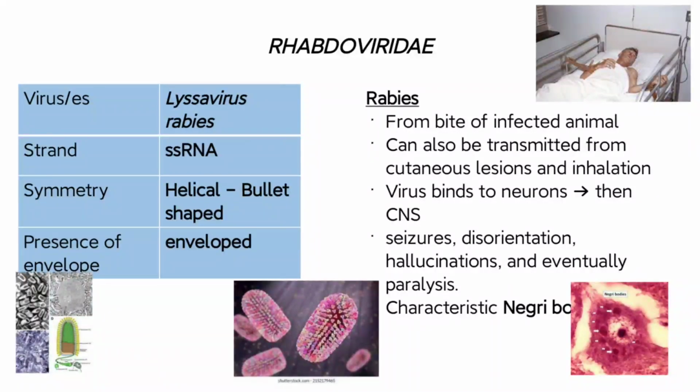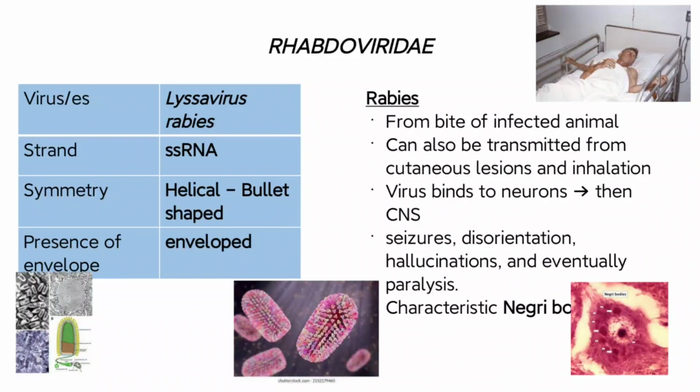Sa Rhabdoviridae, isang virus lang yan, si Lyssavirus. Or yung causative agent ng Lyssavirus, rabies. Okay? So, single-stranded RNA, ang kanyang symmetry, helical, pero ito yung tatandaan nyo, bullet shape. Yan yung kanyang significant characteristic. Bullet shape siya. Presence of envelope? Yes, meron siya. Envelope siya.